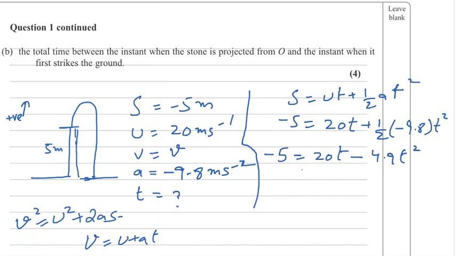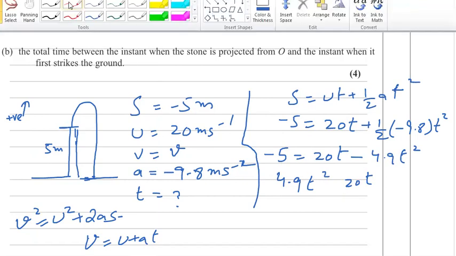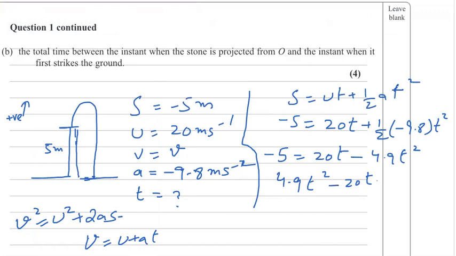t square. Shift them to the other side. So it will become a quadratic equation, which is 4.9 t square, minus 20t. It will be negative 20t, because we are shifting it to the other side. So it will be negative 20t, minus 5 equal to 0. This is a quadratic equation where your a is equal to 4.9, your b is equal to minus 20, and your c is equal to minus 5.